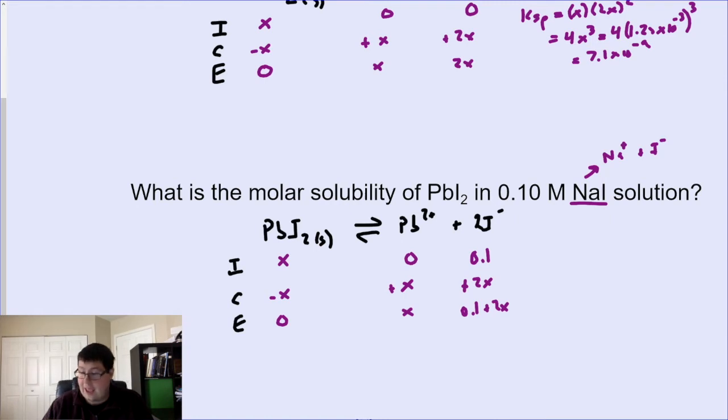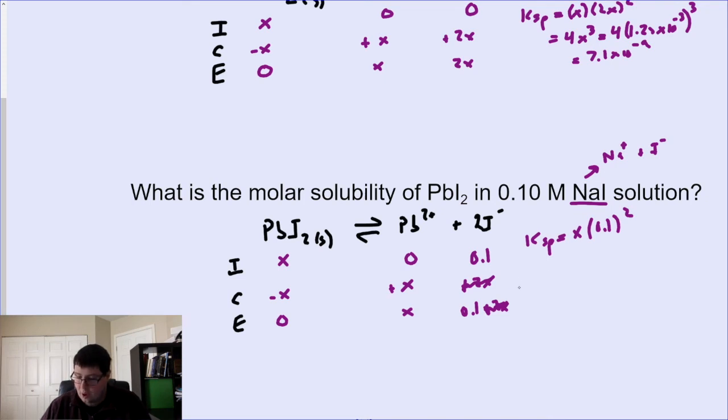Now, if you look at our KSP at 7.1 times 10 to the minus 9th, we can still make the small x approximation here and say, hey, this 2x is going to be insignificant compared to that 0.1. That simplifies our calculations a lot, because then we can say the KSP is going to be equal to x times 0.1 squared.